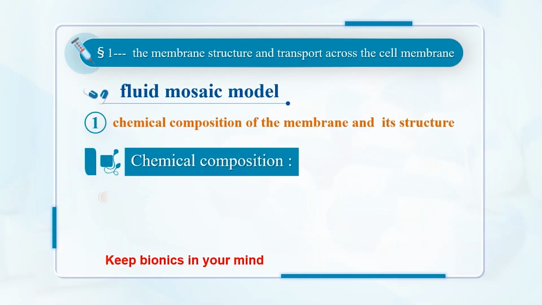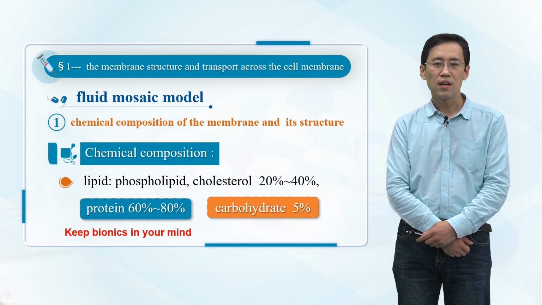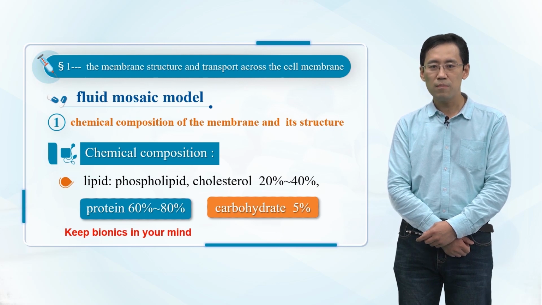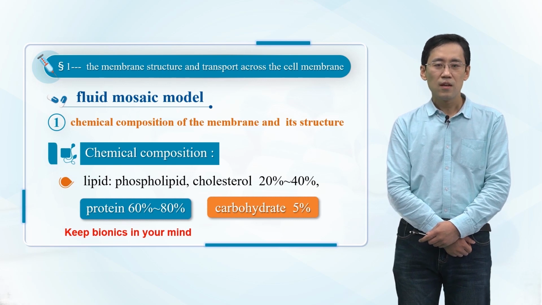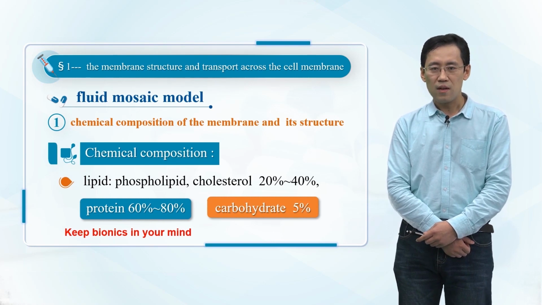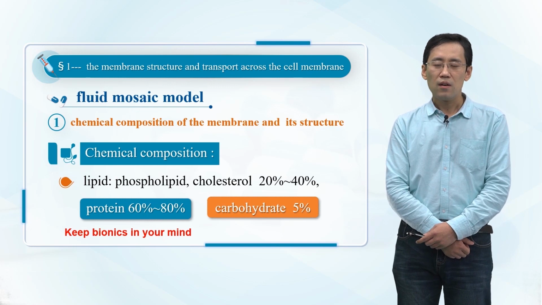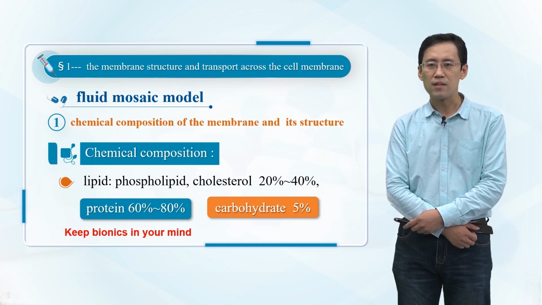Let's see the fluid model of the cells, the chemical composition of the membrane and its structure: lipid, phospholipid, and cholesterol. It accounts for 20 to 40%, the protein accounts for 60 to 80%, and carbohydrate only 5%. And I want to let you know, please keep bionics in your mind. Whatever you do in your future work, keep bionics in your mind, please.